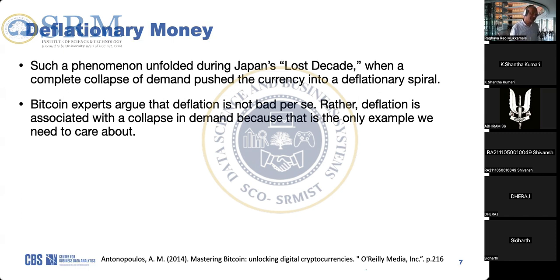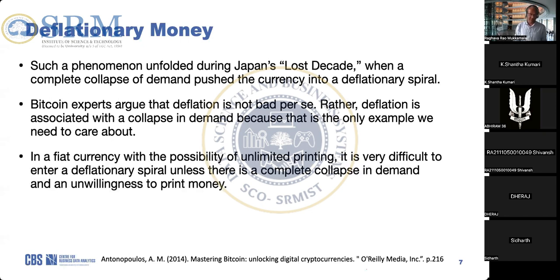But on the other hand, if you ask the Bitcoin experts, they say that deflation is not as bad per se. Of course, deflation caused by a collapse in demand is a very bad example. When there is a collapse in demand, the prices will fall. But if the deflation happens because of some kind of regulation, that is not a bad example. That's not going to harm a lot.